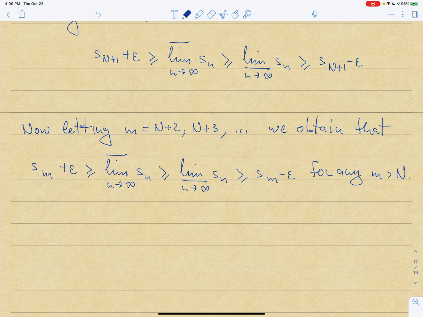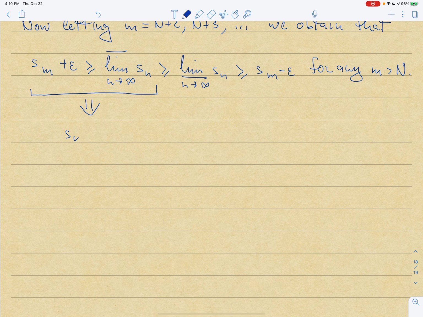Okay, so like I said, I want to examine now this inequality. From this inequality, it will follow that Sm is going to be greater or equal than lim sup n goes to infinity of Sn minus epsilon, right? If I subtract epsilon from both sides. And this, again, should be true for any m that is greater than capital N.